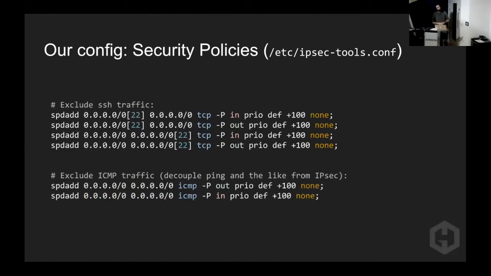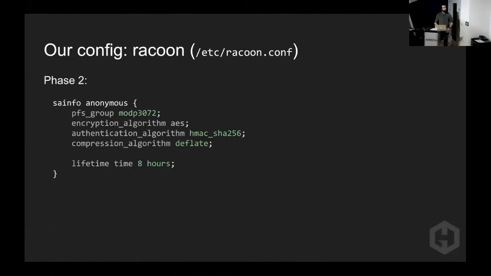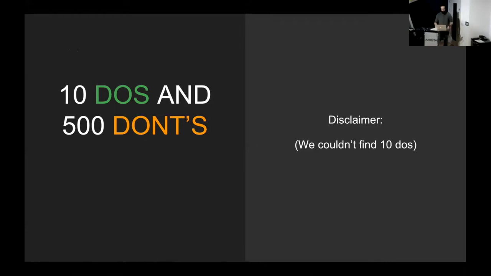It's probably a good idea for us to exclude traffic like SSH or ICMP from IPsec. We'll explain later. These are our configs. I'm going to skip them because they're not particularly important; they're just there for context. This is what we believe are good configs. And now we go for the do's and don'ts.